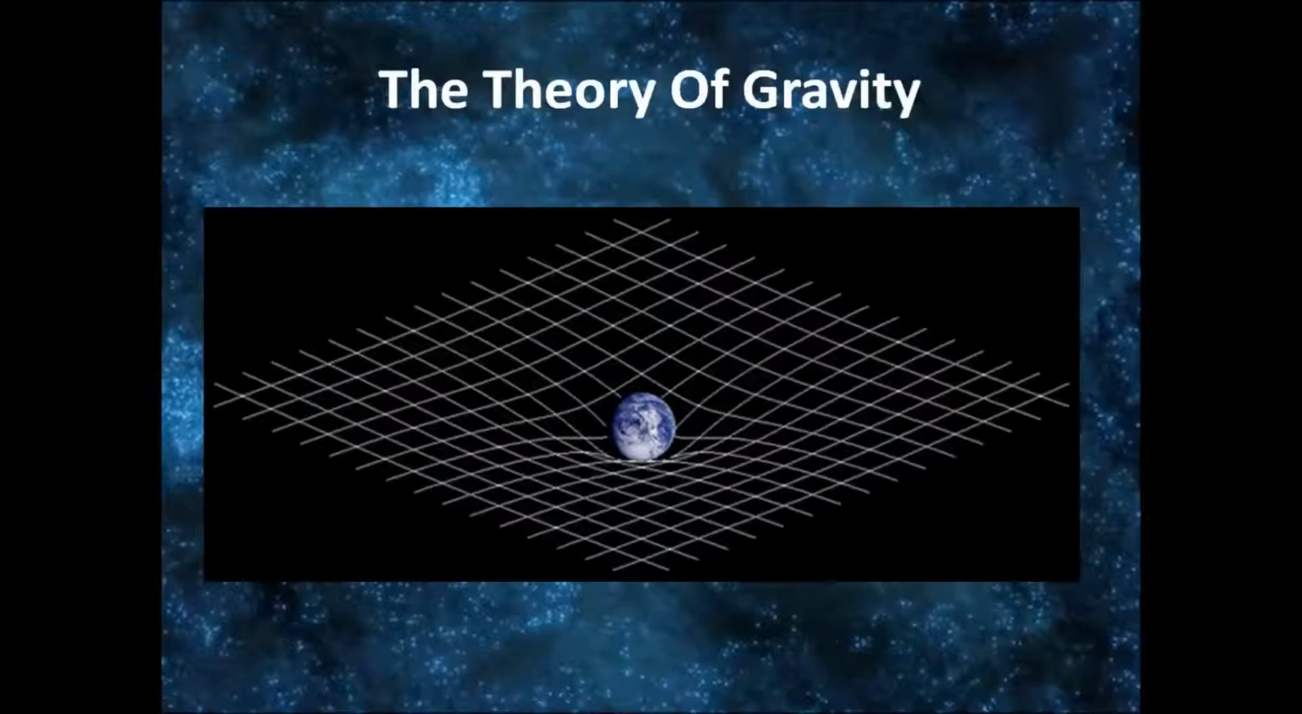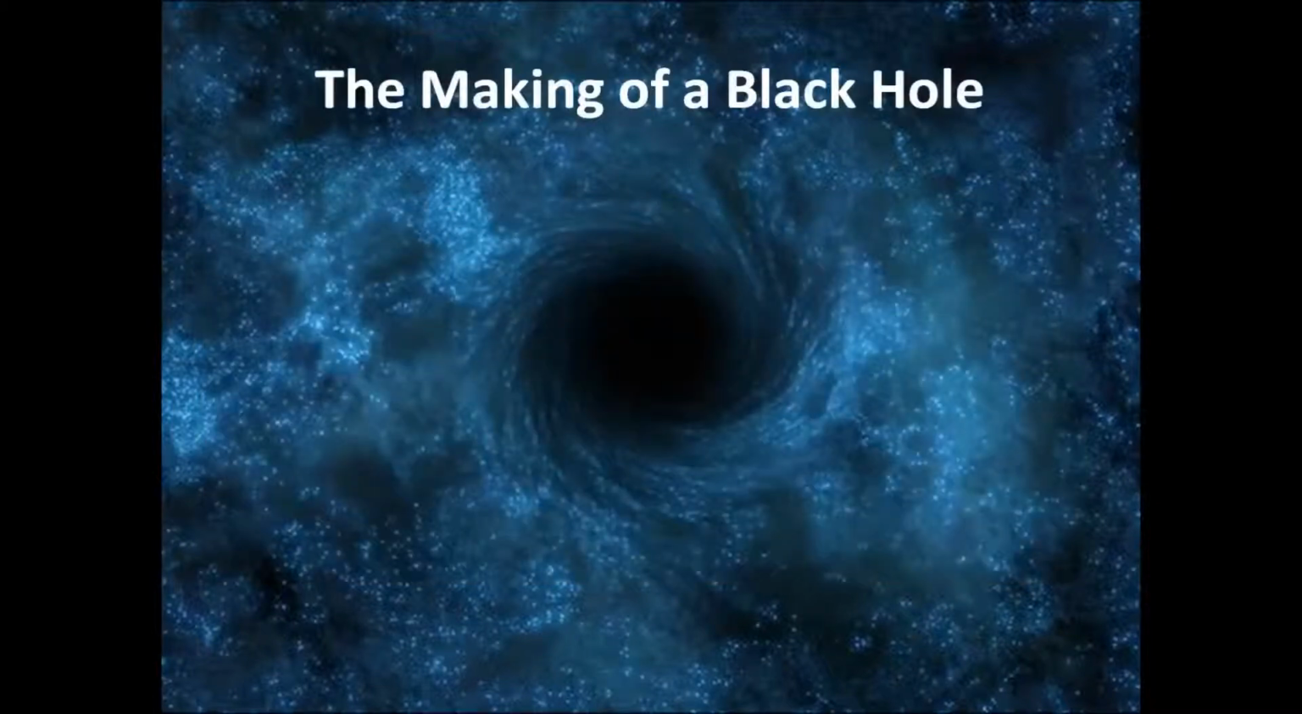The theory of gravity. So, imagine the universe is flat, and anything with mass will bend the universe downwards, creating this bowl-like shape. Anything else will be attracted towards the centre of the bowl, therefore creating this theory of gravity.